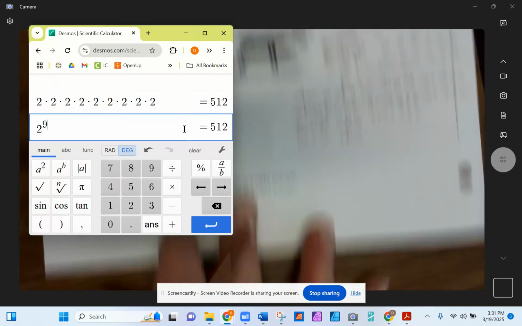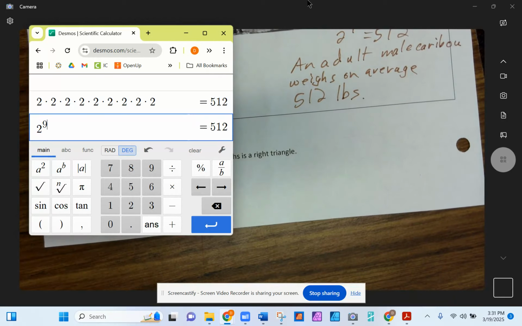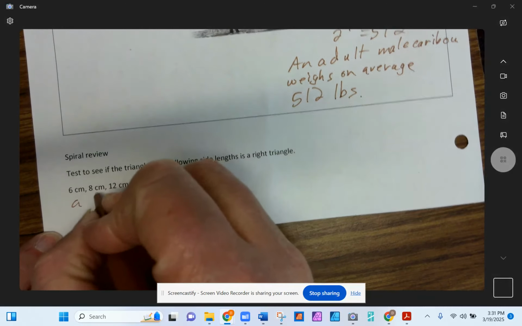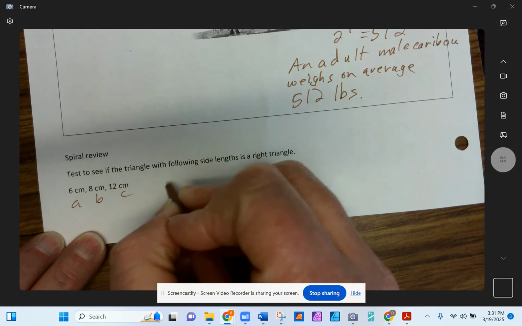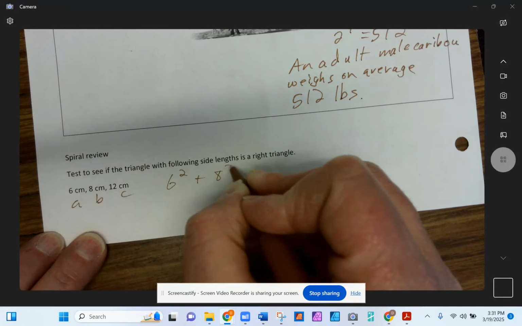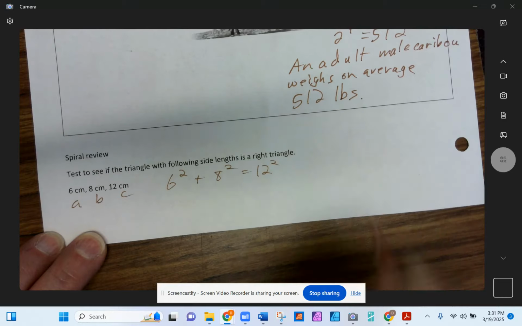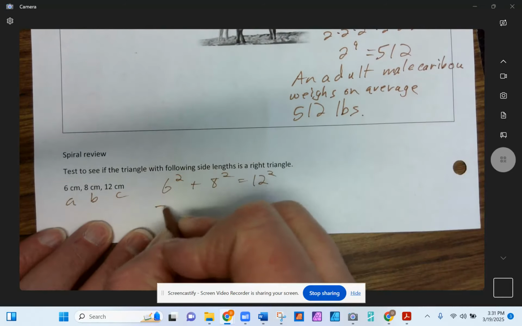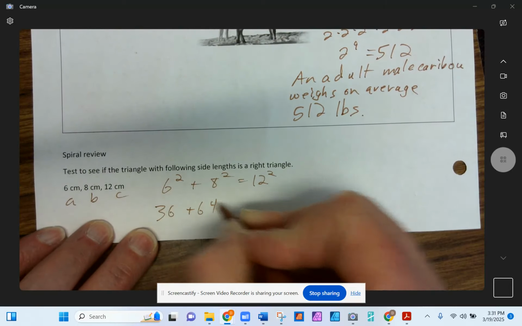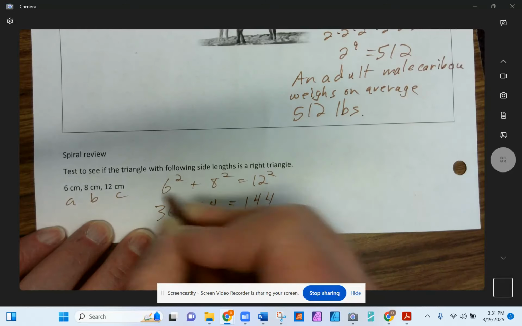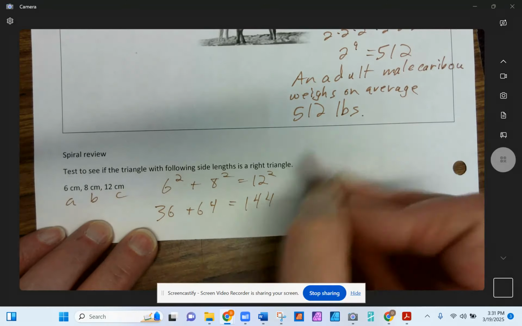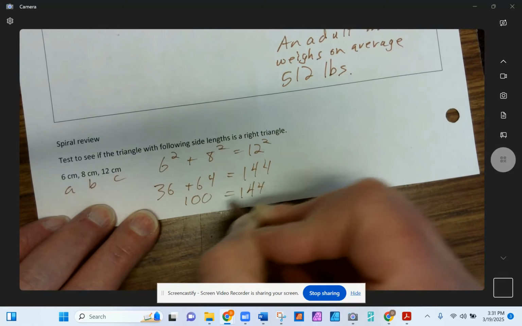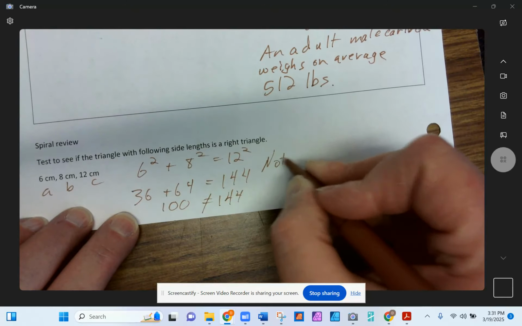Okay, real quick, we'll do the spiral review for Pythagorean theorem. I'll get rid of the calculator here. We're testing to see if this is a right triangle. I'm going to say that is A, B, and C. This becomes 6 squared plus 8 squared equals 12 squared. When you have 3 sides, you plug them all in, and if it makes a true statement, it's a right triangle. And if it doesn't, it's not a right triangle. 6 times 6 is 36, 8 times 8 is 64, 12 times 12 is 144. Add those together to get 100, and we can see that this is not a true statement, so this is not a right triangle.